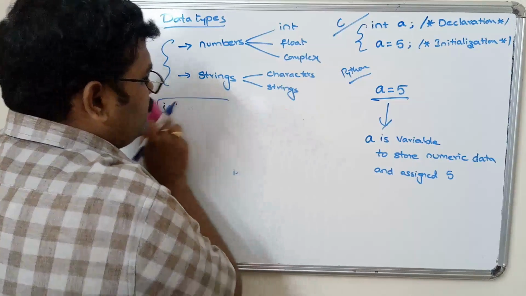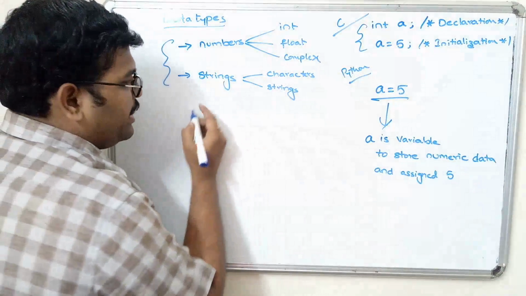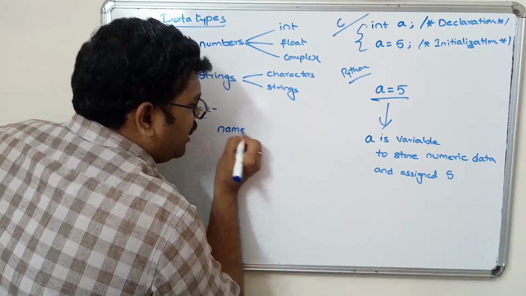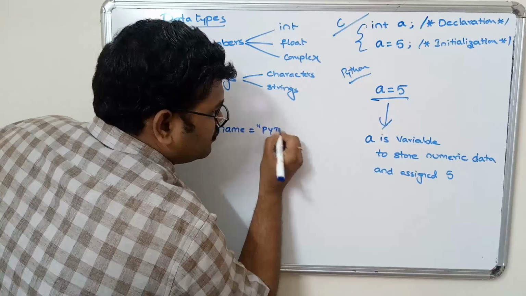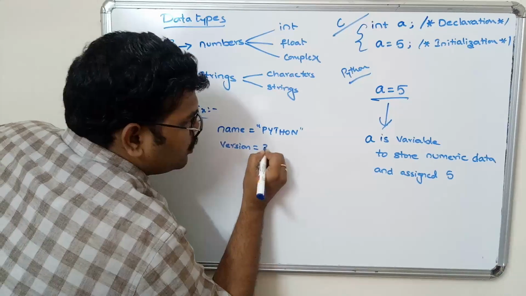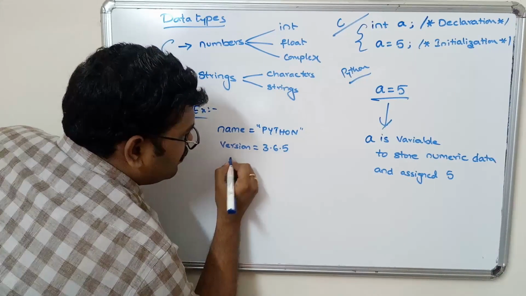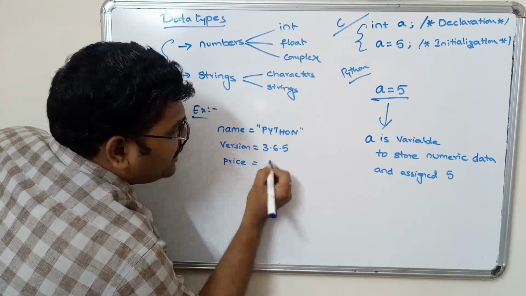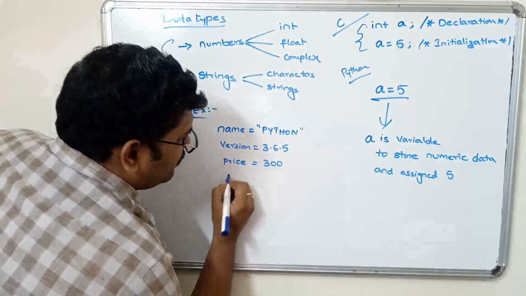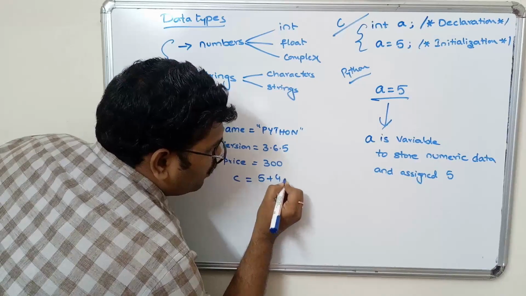Then let us take the examples. name is equal to Python. version is equal to 3.6.5 something. Next, price is equal to 300. Okay. Next, simply we can write c is equal to 5 plus 4i.